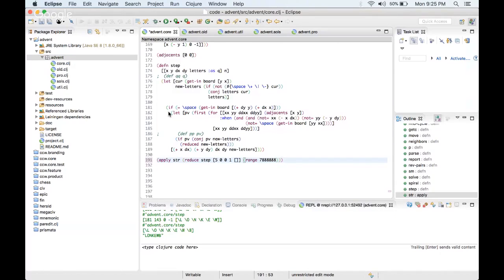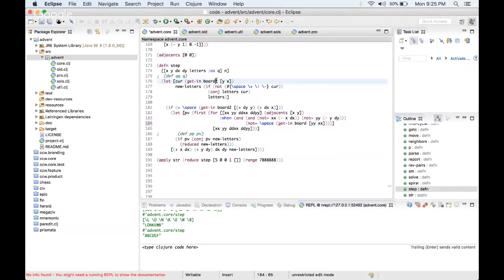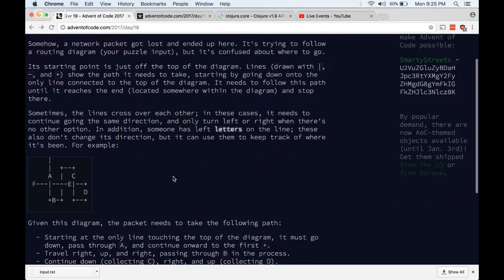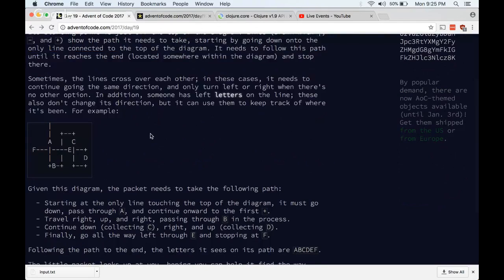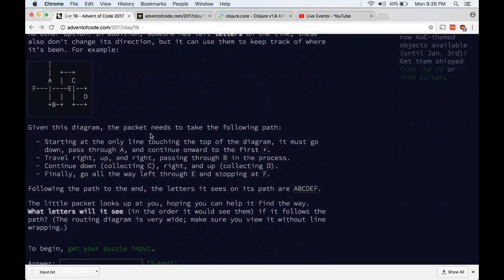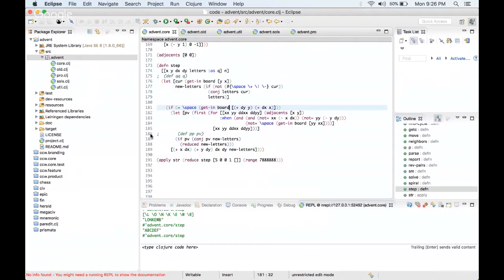Let's see what could I be missing if we change these back to board 2. Does it now produce the right answer? Yes. All right. Okay, let's see. It needs to follow the path till it reaches the end. Sometimes they cross over. It needs to keep going only when there's no other option. If someone's left letters on the line, then it'll change its direction. All right.